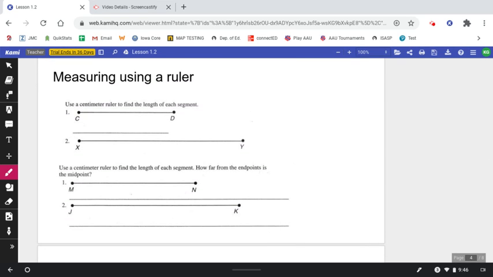All right, when we go and use a ruler, when our ruler is set up, this side has the bigger markings. That's our inches side. And then this one we use is our centimeter side. So it says use a centimeter ruler to find the length of each segment. I don't know if I have a ruler option here. Let me pause.